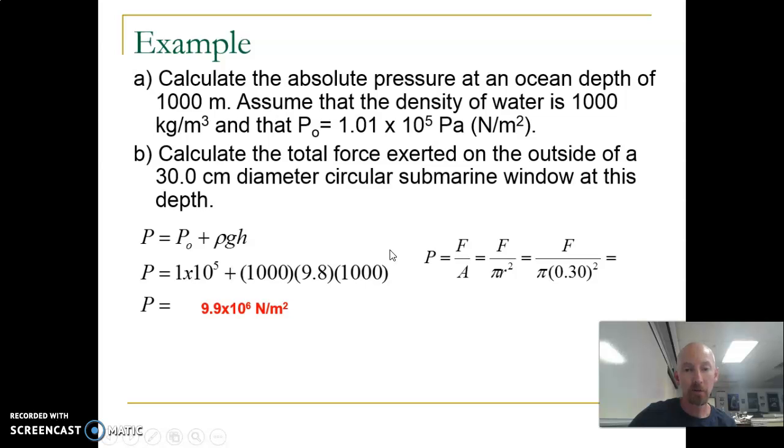Then they want to calculate the total force exerted on the outside. I think this is a sub. Okay, pressure is force over area. The area, the shape of the thing, is important, right? So the area, a sub they're thinking is a circular, cylindrical type thing, so it's going to be pi r squared. And so there you go. That's what they do.